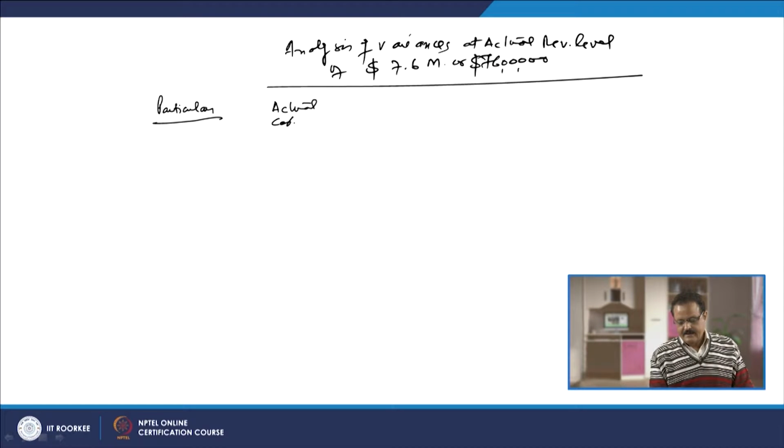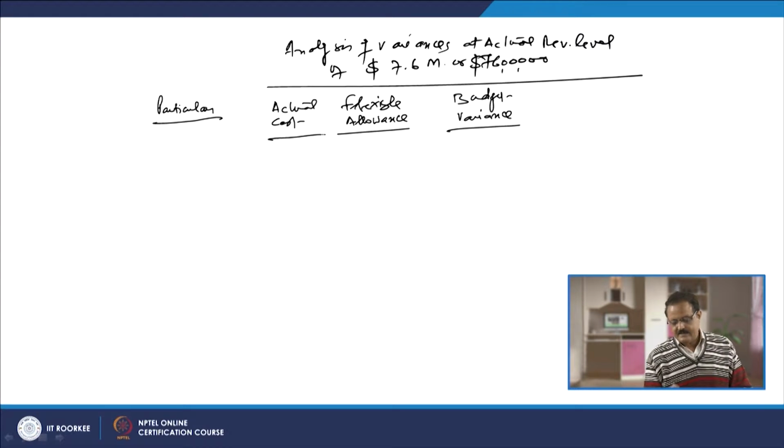Actual cost at the revenue level of the 7.6 million, flexible allowance. Flexible allowance means how much was expected to be the cost, and then the budget variance. So, we have to prepare this statement and try to find out why these variances have occurred here, right.